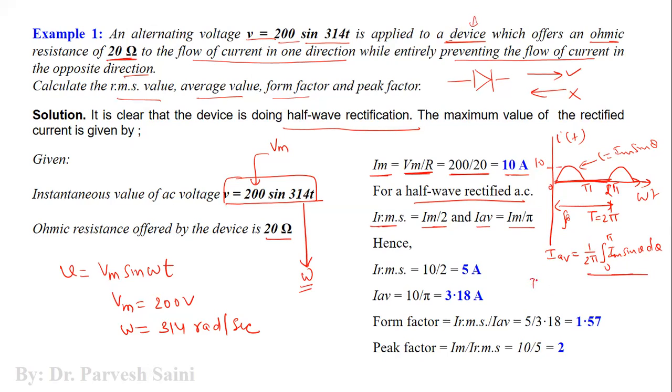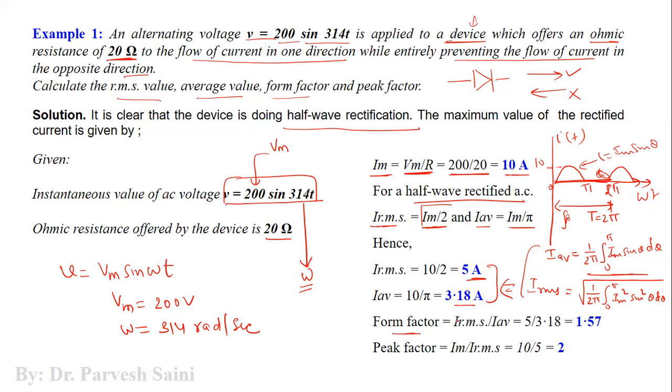Similarly, you can find out the RMS value also. The RMS value can be obtained by this formula: square root of 1 upon the time period, which is 2 pi here, integral from 0 to pi of Im square sin square theta d theta. I'm not putting the value from pi to 2 pi because it is already 0 in this particular span, right? So by using these formulas, we obtain that I RMS is Im by 2 and I average is Im by pi. Im is 10 ampere, so we put them here and the values obtained are given here.